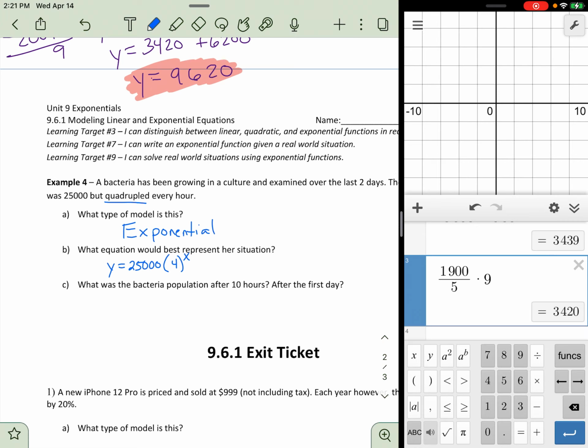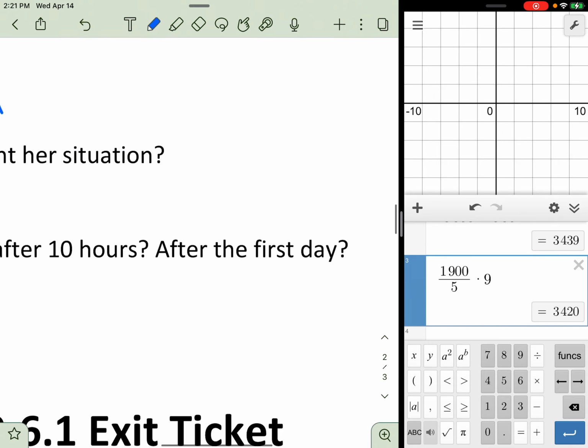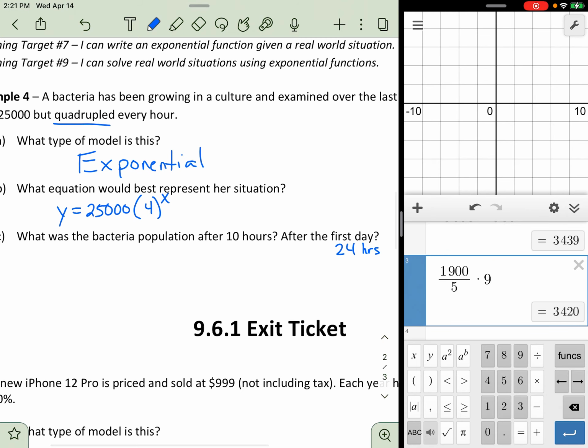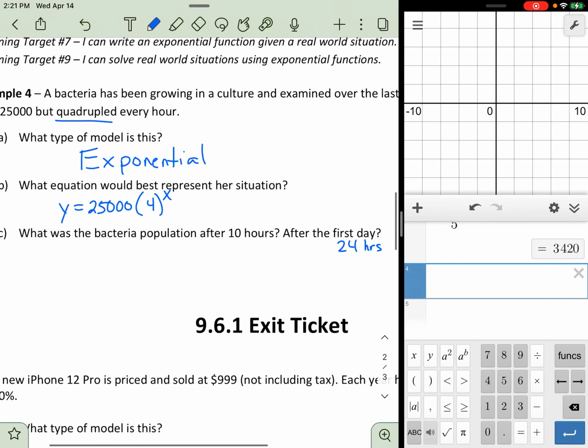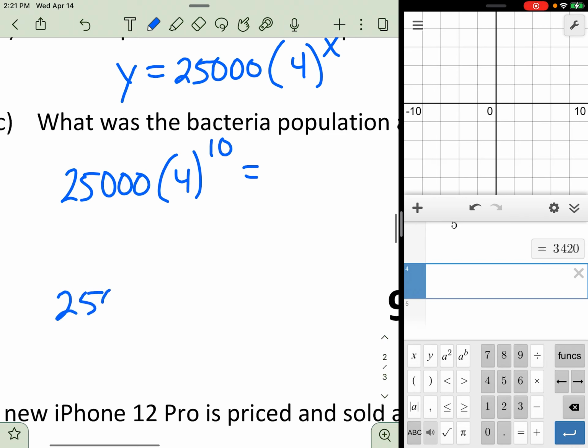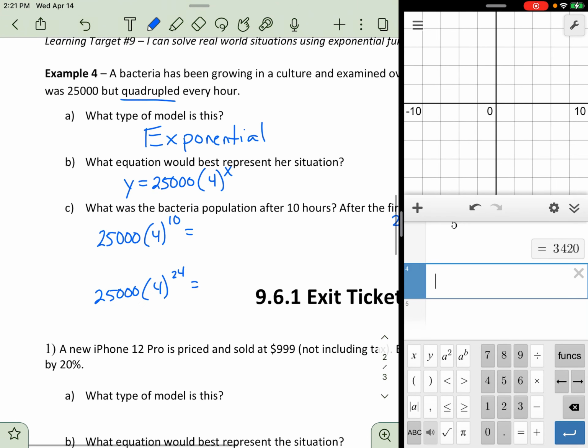Okay, so remember that this is every hour. So it says, what was the bacteria population after 10 hours and then after the first day? Well, after the first day is 24 hours, right? So we're going to plug it in twice here. So y equals 25,000 times 4 to the 10th hour and 25,000 times 4 to the 24th hour. Let's see if we can get some actual numbers here. These might be kind of big, huh?